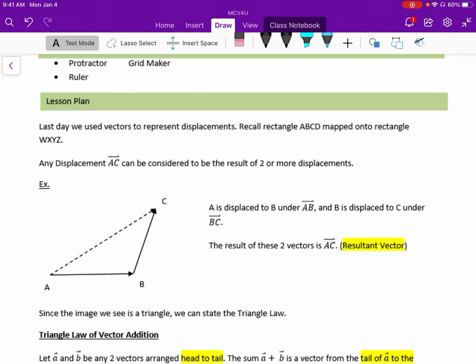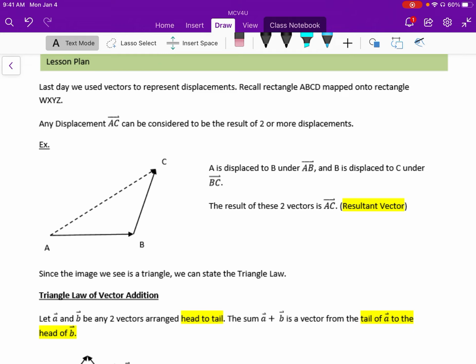So we're starting with, in the last lesson, we looked at both the quadratic and also a rectangle, and we used a mapping from one to the other. Well, now we're going to take a look at this displacement AC, the dashed arrow, and it is basically the result of two or more displacements. In other words, AC could be considered going from point A to point B, and from point B we then take the vector up to C. So we have the vector AB plus an additional vector BC, and our resultant vector is going to be AC.